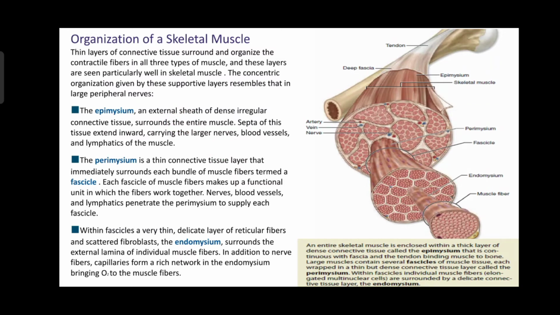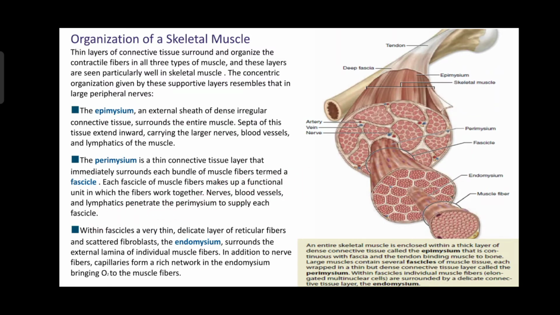Now the perimysium. It is a thin connective tissue layer that immediately surrounds each bundle of muscle fibers, termed a fascicle. Fascicle is important. The perimysium surrounds the fascicle, which is a bundle of muscle fibers. Nerves, blood vessels and lymphatics penetrate the perimysium and supply each fascicle.